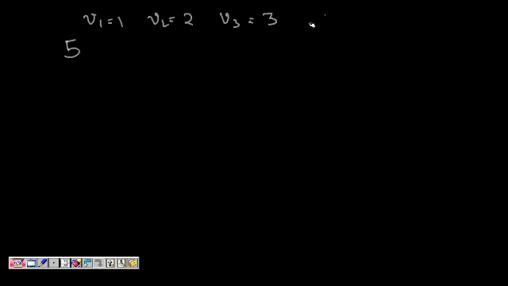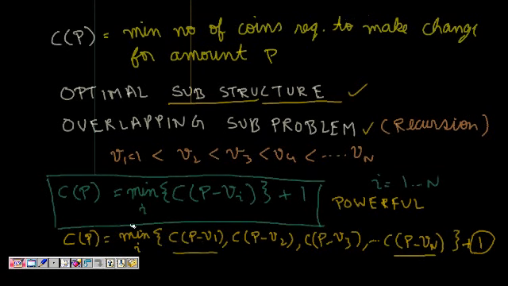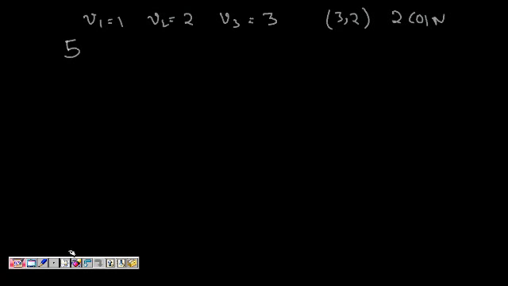Let's first try to solve it. We had already solved this, and I know 3 comma 2 is the best possible way. So 2 coins I need for making change of 5. So how do we do it with dynamic programming using this recursive equation? I know that C of P is equal to the minimum among all i of C of P minus Vi, plus 1.